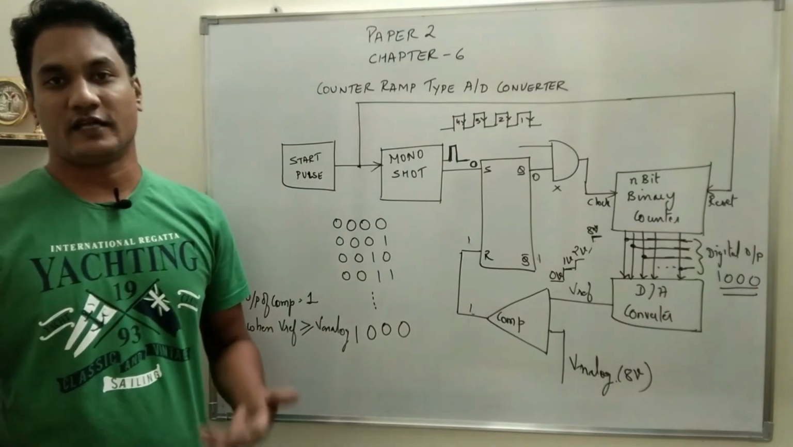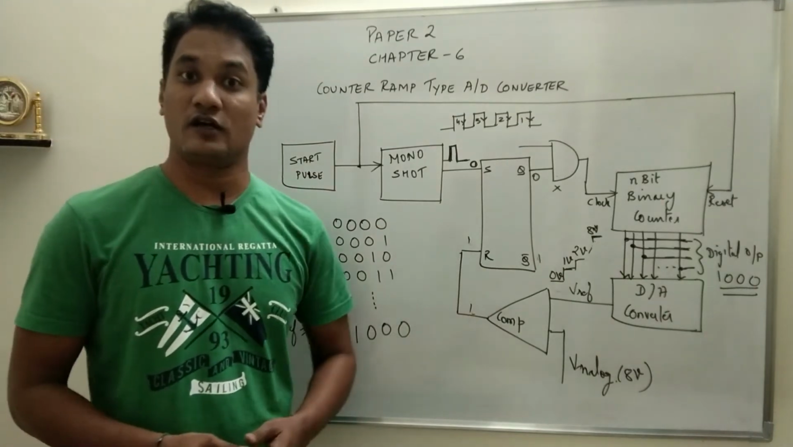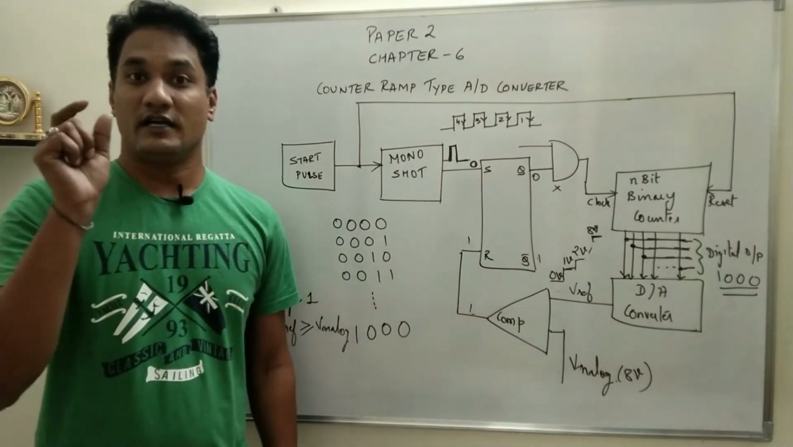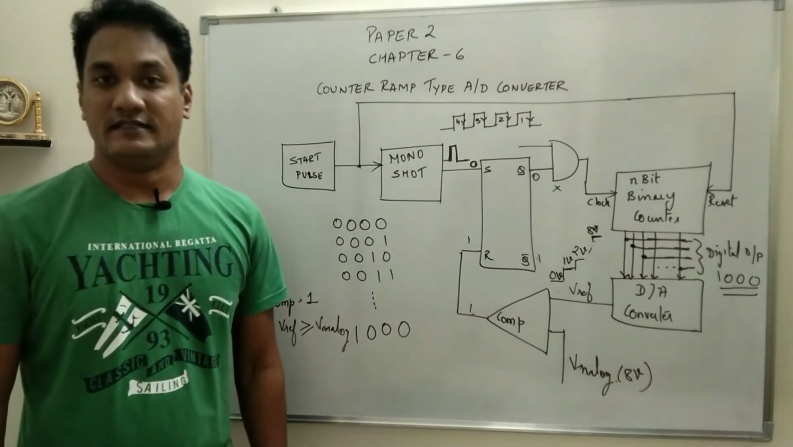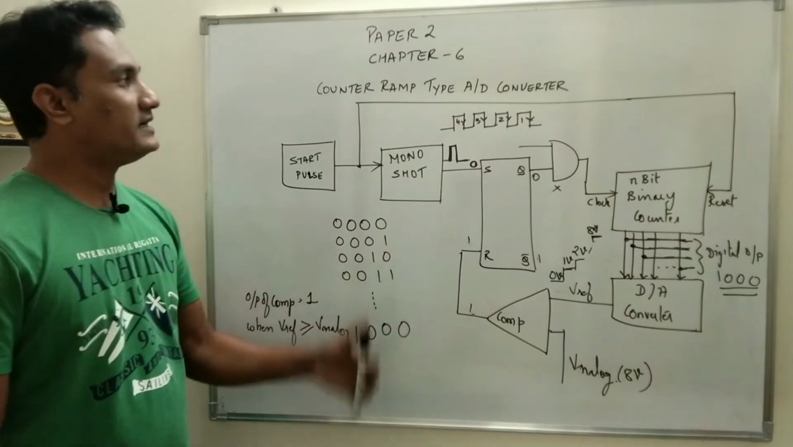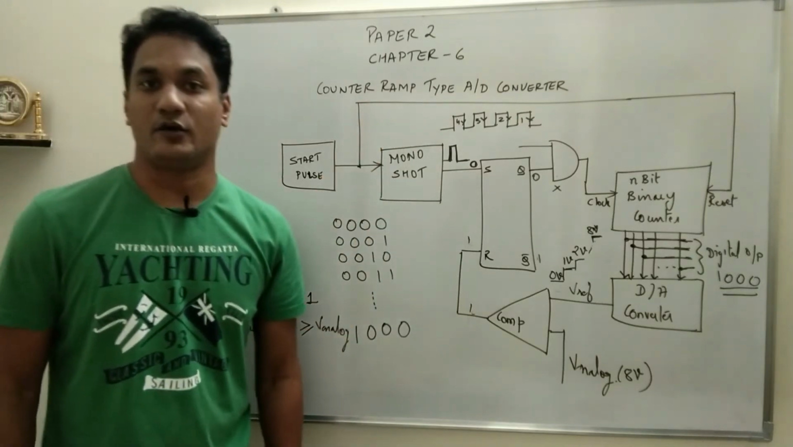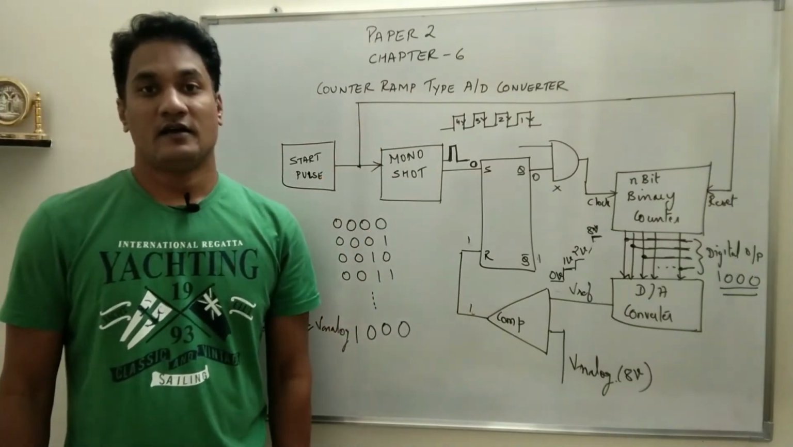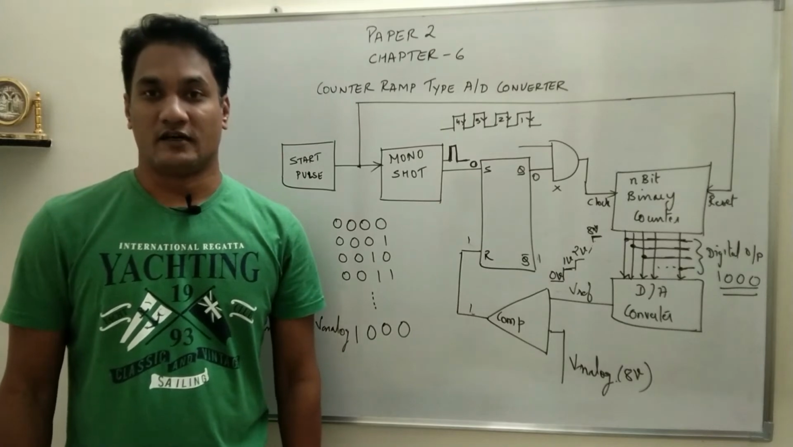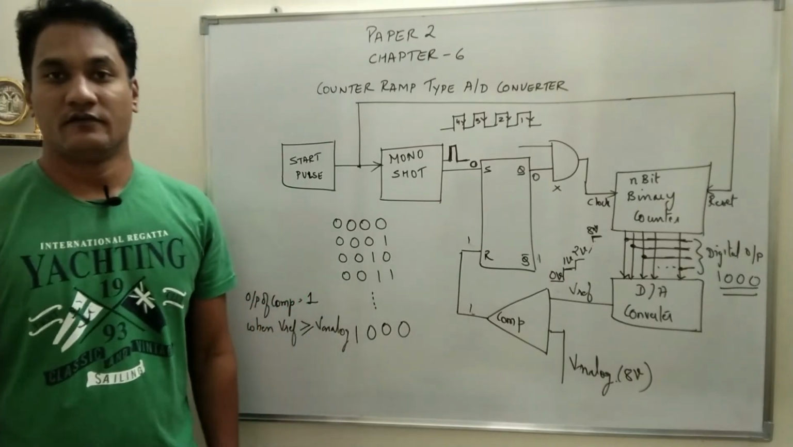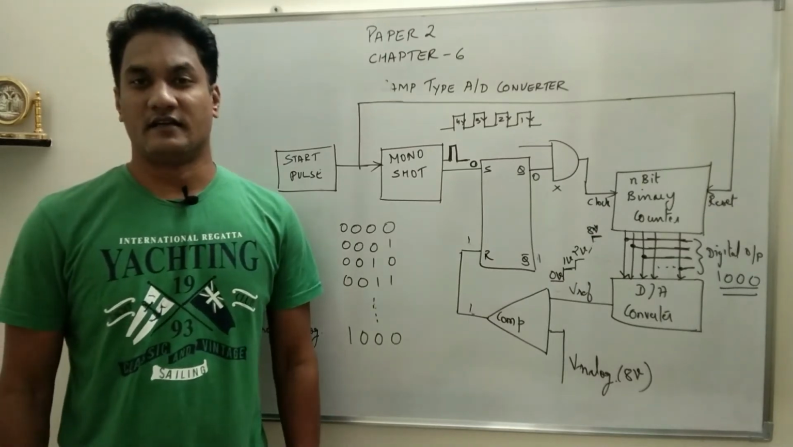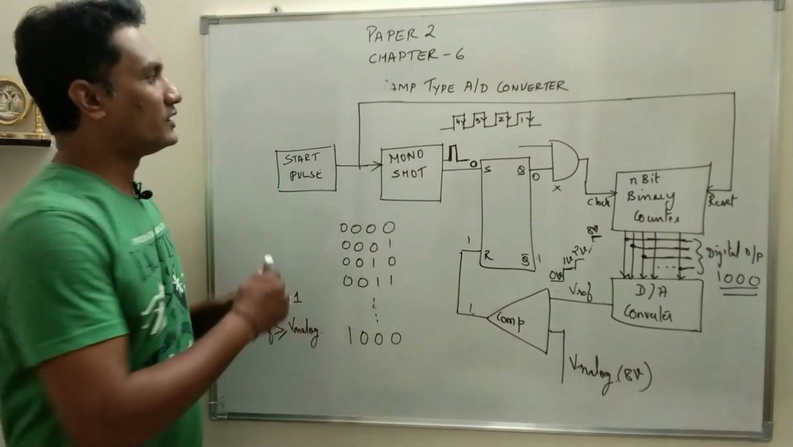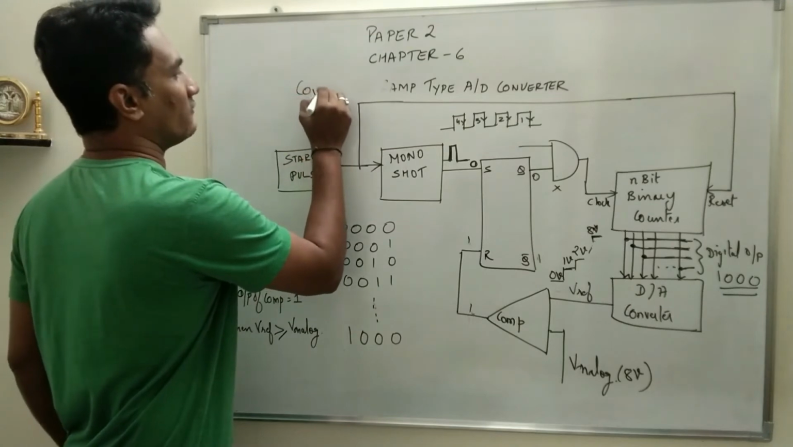So similarly, if you take the example of 13 volt or 5 volt, for each individual analog input, it will provide a separate digital output. So that is the advantage of counter ramp type A to D converter over simultaneous type A to D converter. I hope you have understood. Thank you. Let us try to understand the disadvantage related to counter ramp type A to D converter.